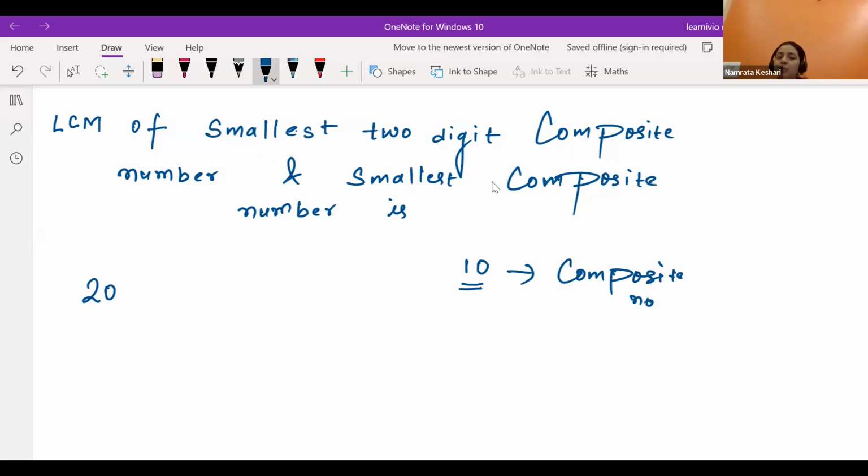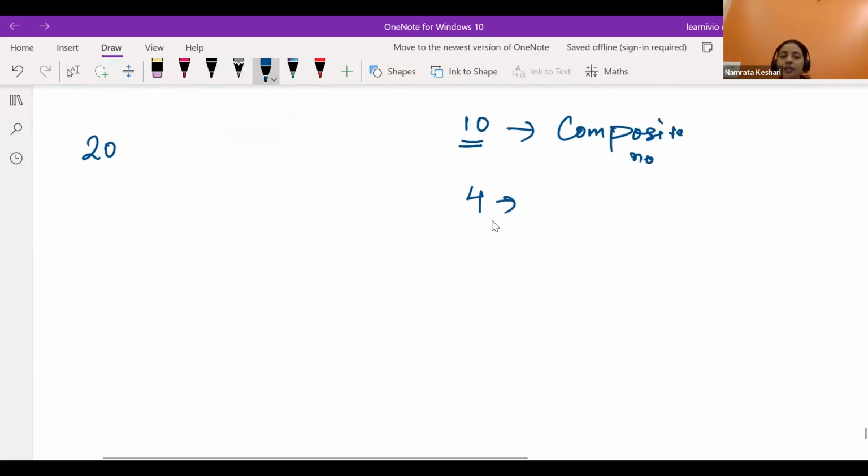And the smallest composite number is 4. So let's check it. What will be the LCM of 10 and 4? 10 means 2 into 5. 4 means 2 into 2.